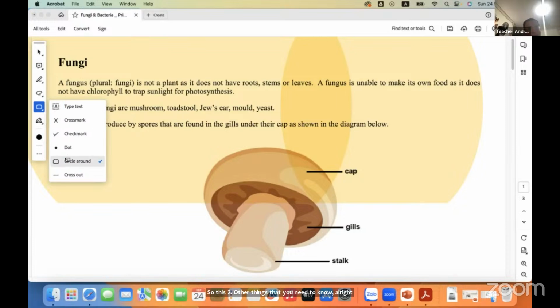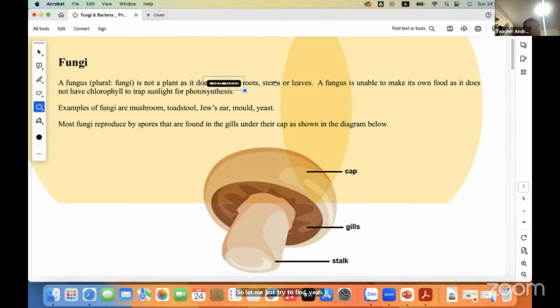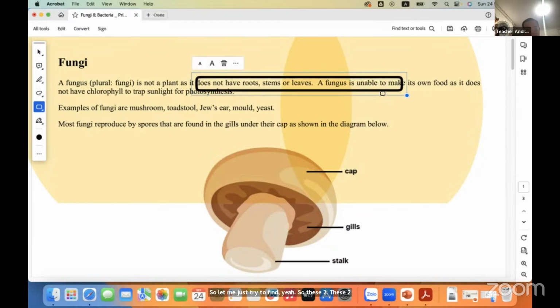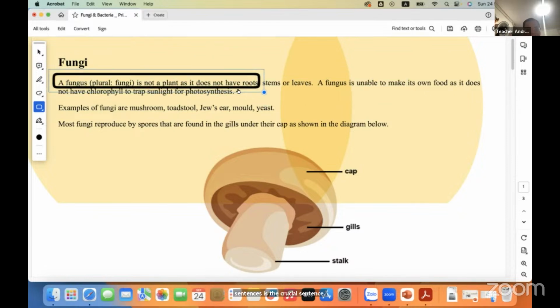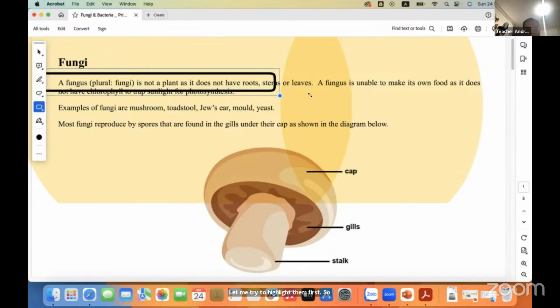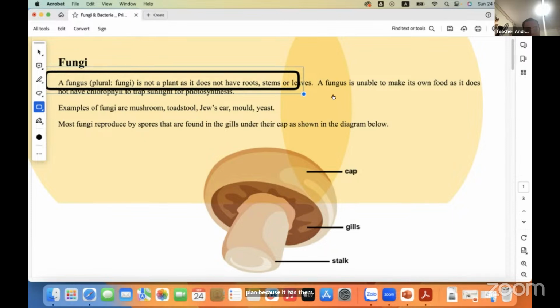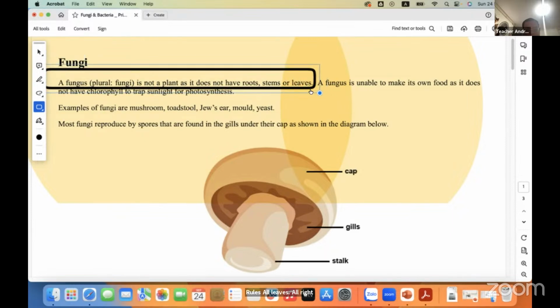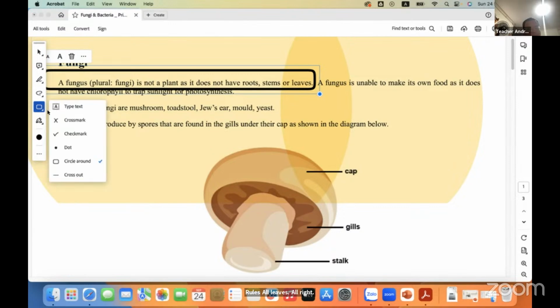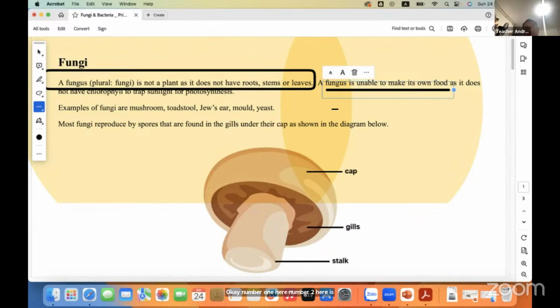So let me try to find here. These two sentences are the crucial sentences. Let me try to highlight them first. A fungus is not a plant because it does not have stem, roots, or leaves. Number one here. Number two here is a fungus is unable to make its own food. So these are the 2 points that you can remember for fungi.